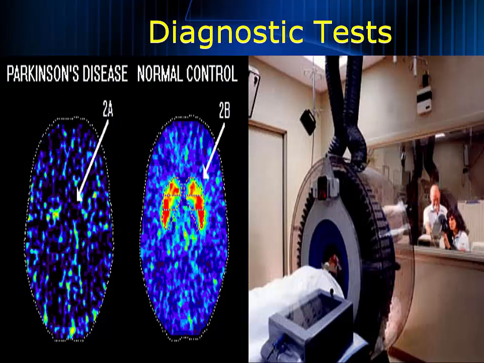A positron emission tomography scan is used to measure dopamine neurons in the substantia nigra area of the brain. The symptoms of Parkinson's are caused by the loss of the dopamine neuron. 18-fluorodopa is injected into the patient and then the brain is scanned. The scan is very sensitive to the dopamine cells, and many people with Parkinson's will have an abnormal PET scan.